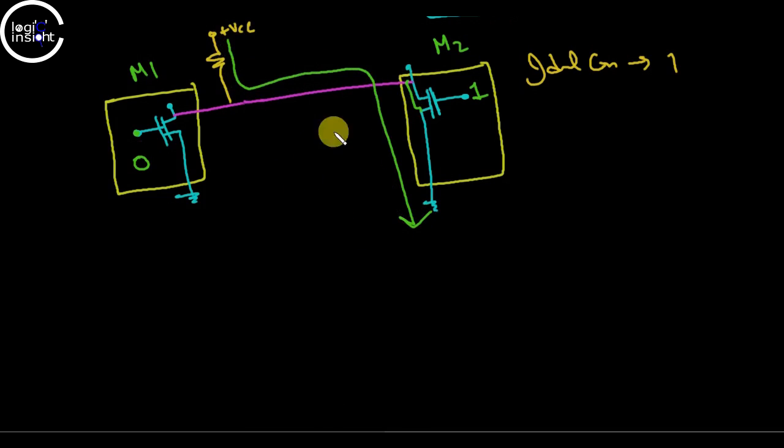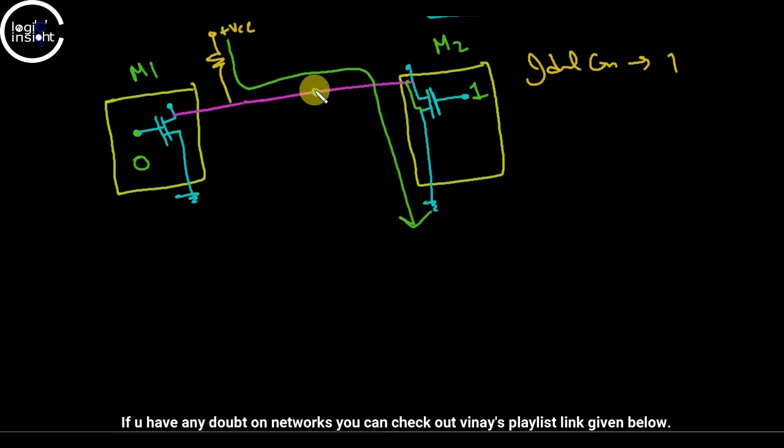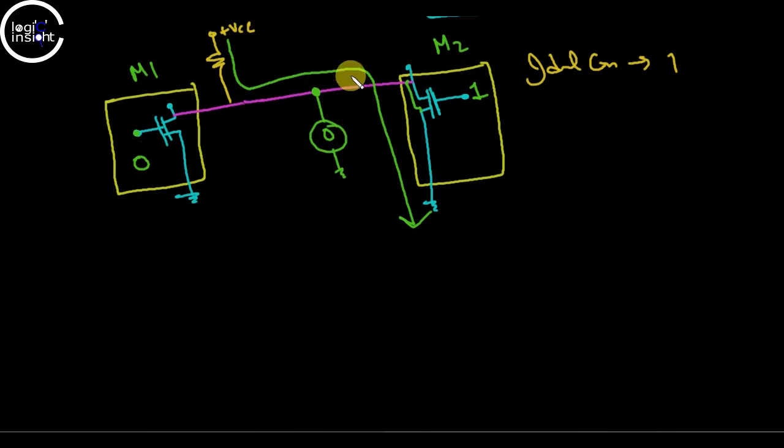So by seeing, you can say that the potential difference at this position with respect to ground is 0. Since the whole current flows in this direction, if you put a voltmeter from here to ground, you will measure voltage 0.